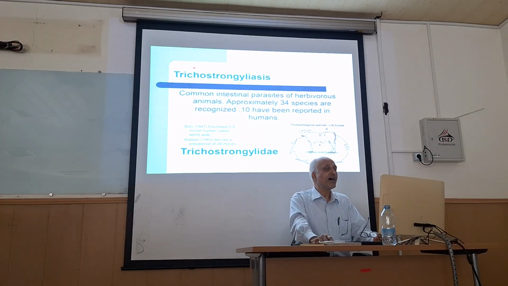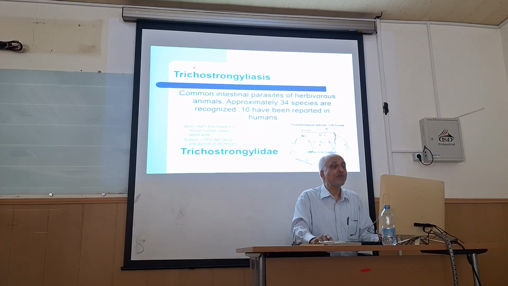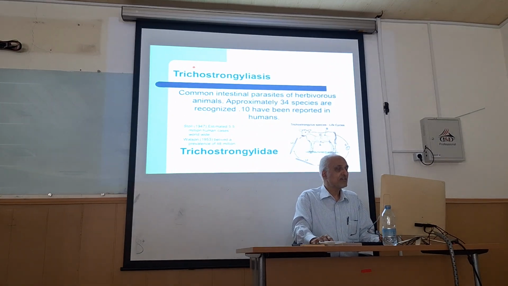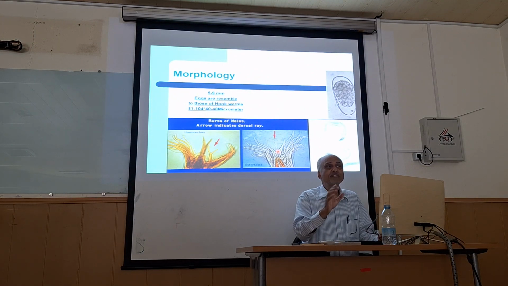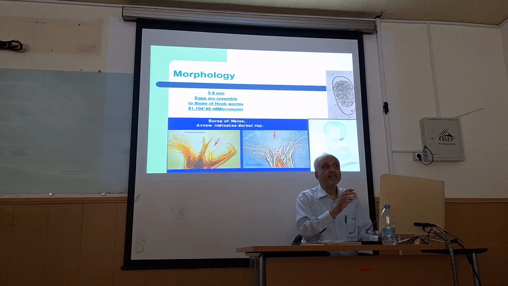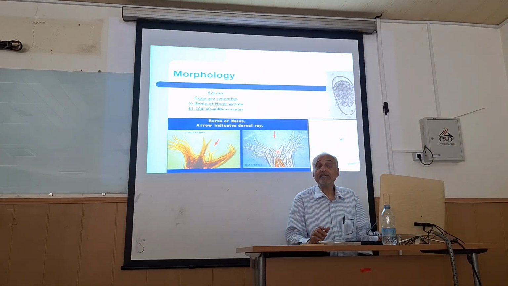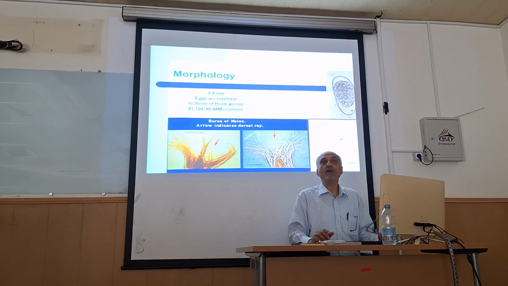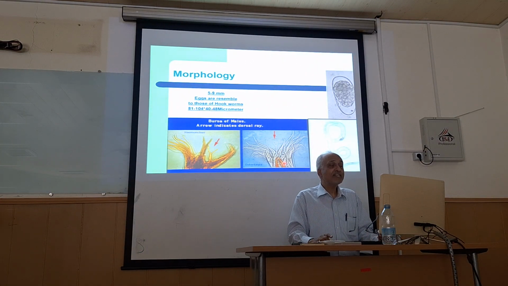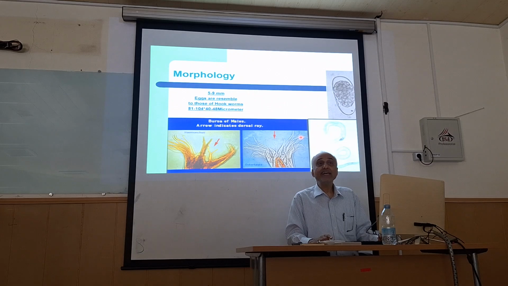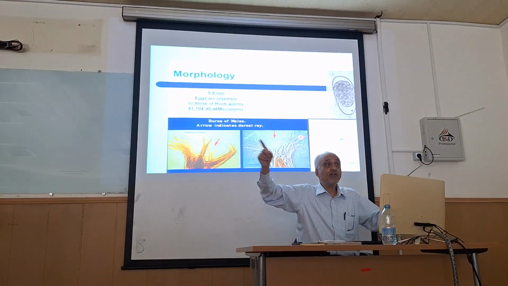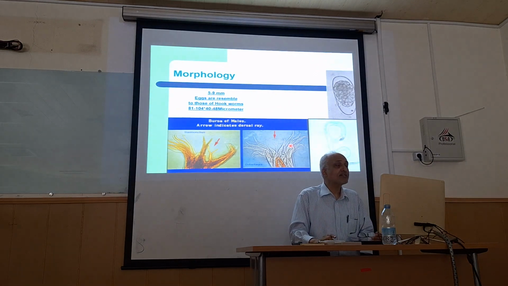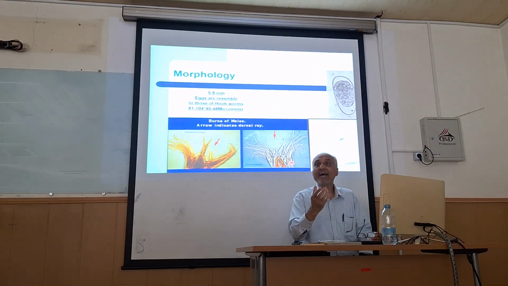It is a common intestinal parasite of herbivorous animals, and approximately 34 species are recognized. So you can see here the posterior end of female Trichostrongylus. The most important difference between this parasite and the bursal capsule of hookworms is the shape of the spicules. The spicules of hookworms are thread-like, very narrow and very long. But the spicules of Trichostrongylus are stumpy, and they have a particular shape.